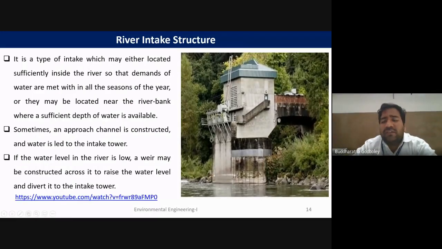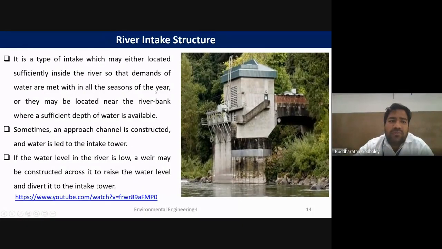Okay, so the last one is a river intake structure. In this river intake structure, where will it be located? It will be located near the bank of the river. This is a good picture which I got from Google. This is a river intake structure. It is a type of intake which may be located sufficiently inside the river so that the demand for water is met in all seasons of the year.